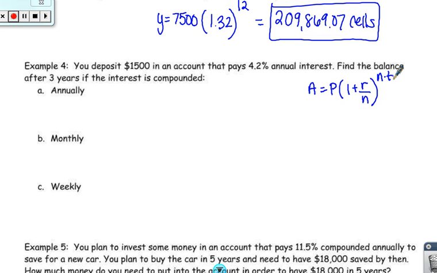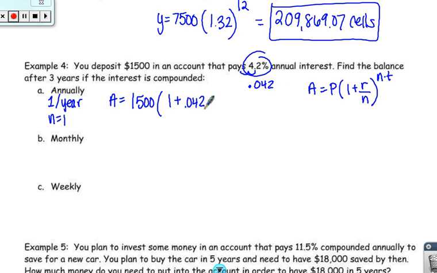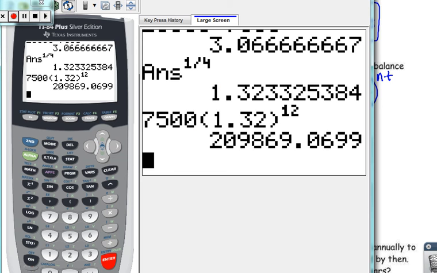So if I'm going to get my 4.2% annually, that means once a year, so n is 1. I don't know what I'm ending with, but I know I'm starting with $1,500. I know my rate is 4.2%, and as a decimal is 0.042. If I'm going to get it once a year, n is 1, and I want to find the balance after 3 years. So n times t is 1 times 3.